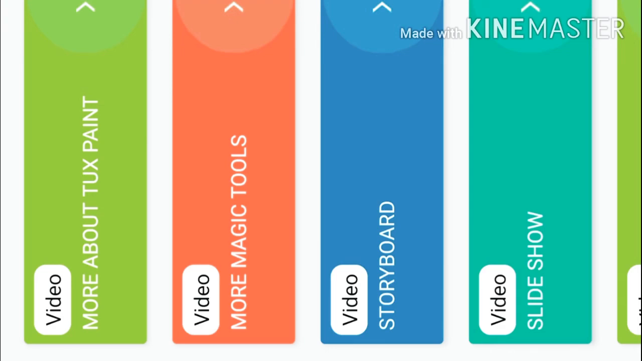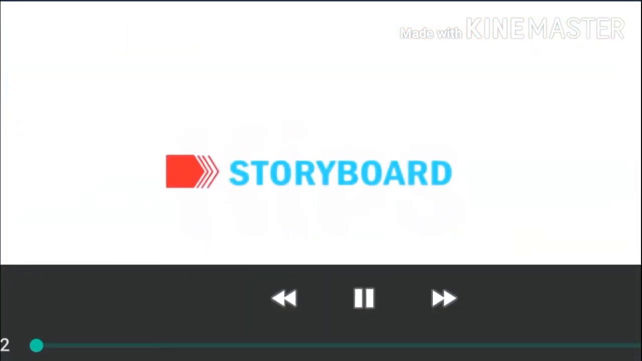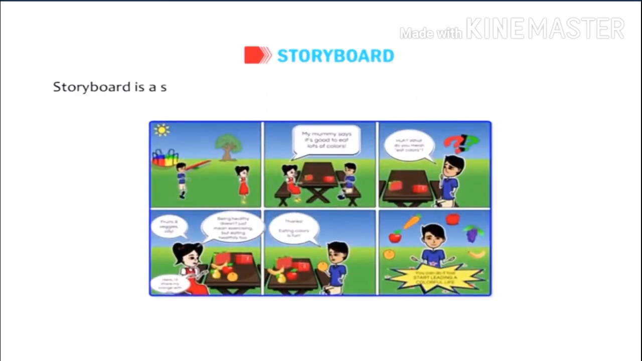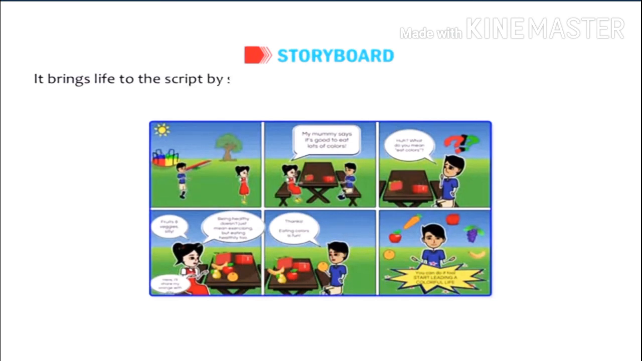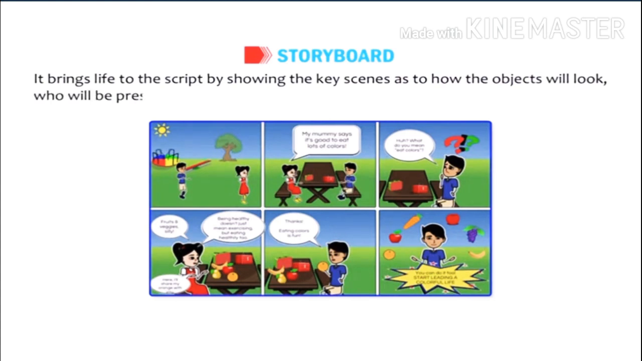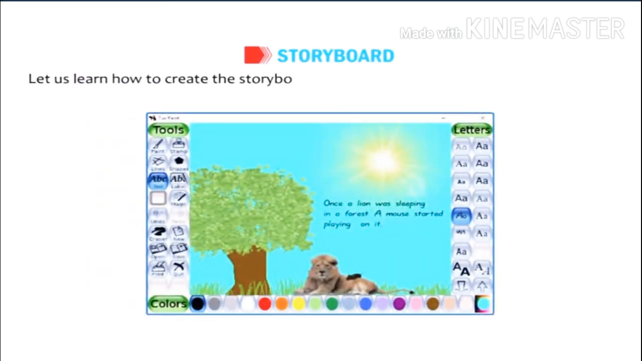So now students, we will discuss storyboard. A storyboard is a series of pictures that provide a visual layout of an event in a story. It's like a comic book which displays the characters with some action and dialogues. It brings life to the script by showing the key scenes: how the objects will look, who will be present in the story, and what action will take place. Let us learn how to create the storyboard in Tux Paint for the story, The Lion and the Mouse.